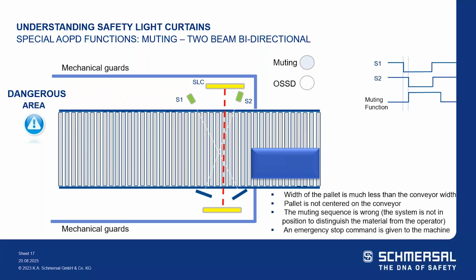However, if you have muting where the width of the pallet is much less than the conveyor width, and the pallet's not centered on the conveyor, the muting sequence will be wrong. So the system's not in a position to distinguish the material from the operator, and a fault occurs because the light curtain is interrupted before the proper muting sequence was triggered.